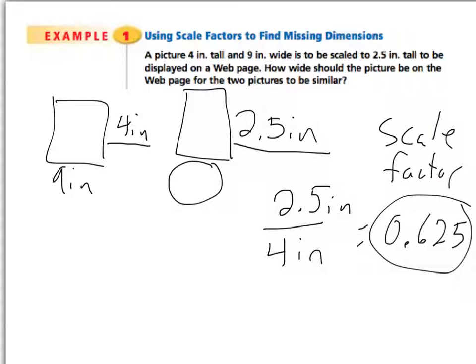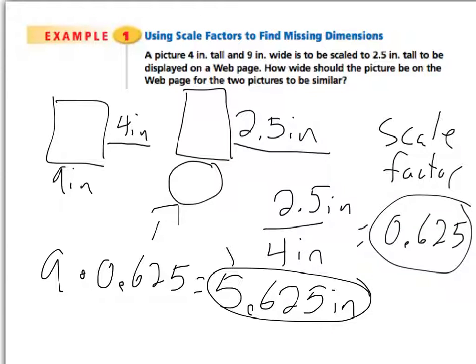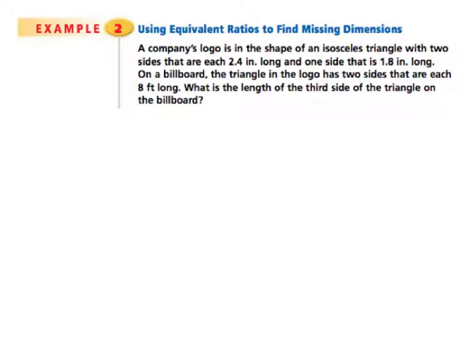So in order to figure out the width right here, we're going to do 9 times 0.625, and then we're going to get 5.625 inches. Okay, so the second picture's width needs to be 5.625 inches. The way we got it is we figured out the scale factor and then we multiplied the width by the scale factor. Our next example, example 2, says using equivalent ratios to find missing dimensions.